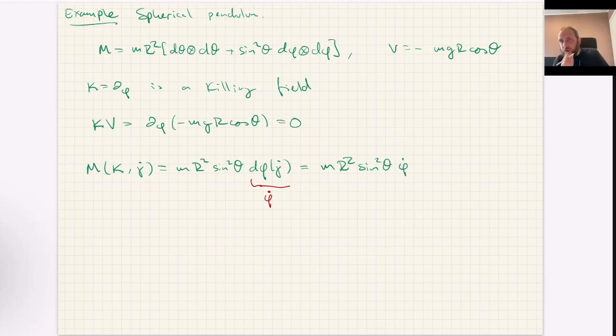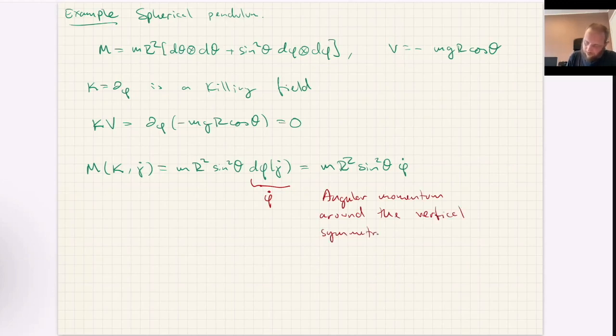So if you want to physically interpret this, it is the angular momentum around the vertical symmetry axis. And it's also exactly the conserved quantity you would obtain if you look at this from the Noether theorem point of view, right? So this is Noether's theorem expressed in a slightly more formal way.